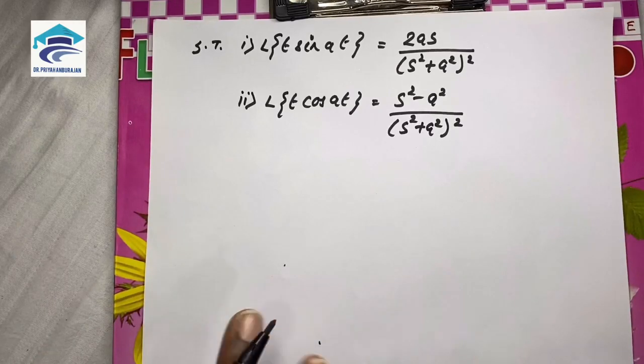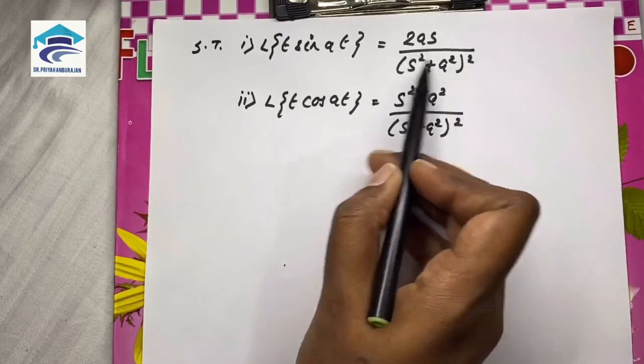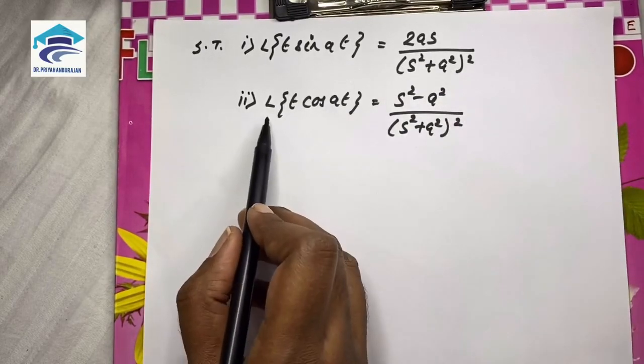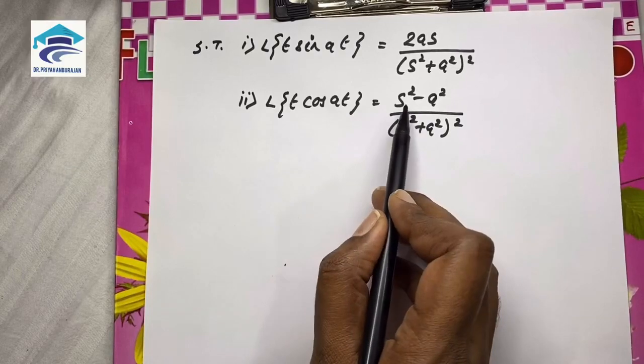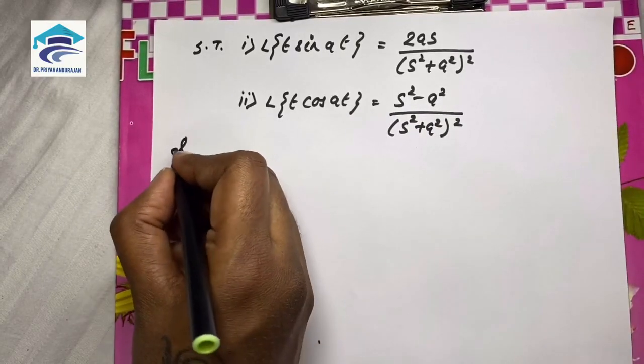The next problem is we have to prove L of t sin at is equal to 2as by (s squared plus a squared) the whole square, and L of t cos at is equal to (s squared minus a squared) by (s squared plus a squared) the whole square. Solution.